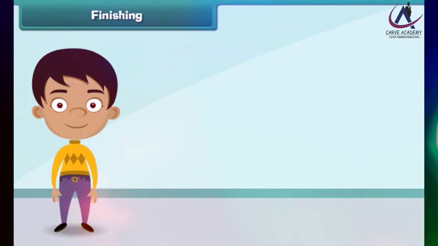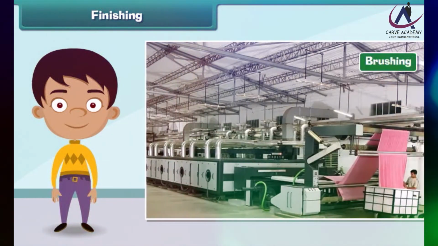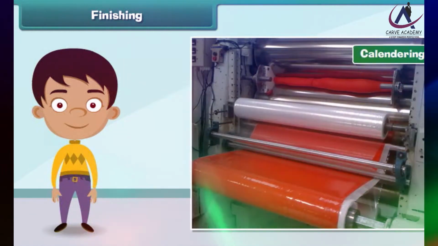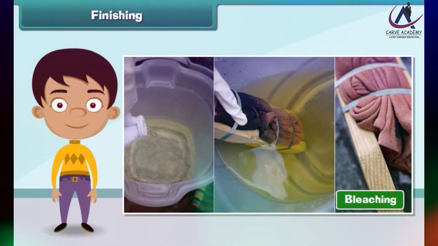Finishing. The process that improves the appearance and usefulness of a fabric is known as finishing. Some important finishing treatments given to a fabric are brushing. The process of brushing removes short and loose fibers from a fabric. Calendering. The process of calendering improves the smoothness and shine of a fabric. Bleaching. The process of bleaching removes the natural color of raw fabric.